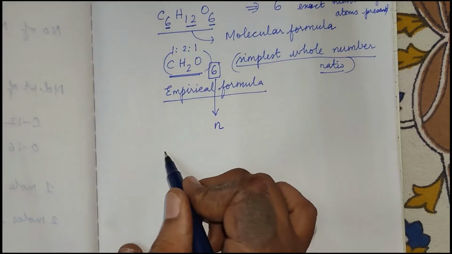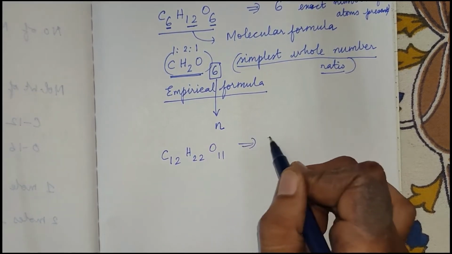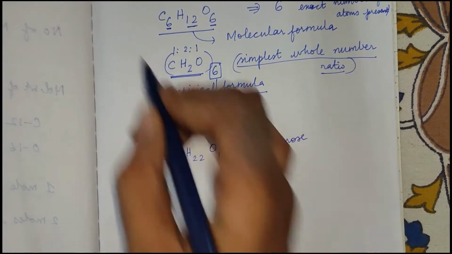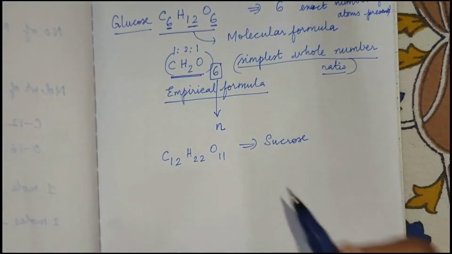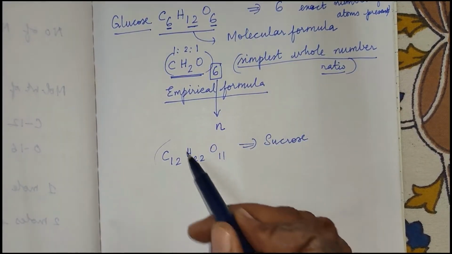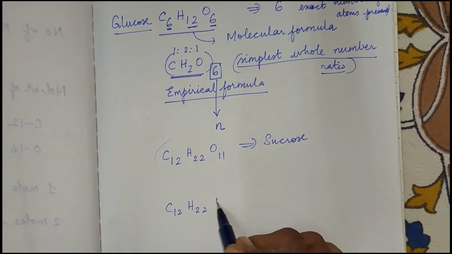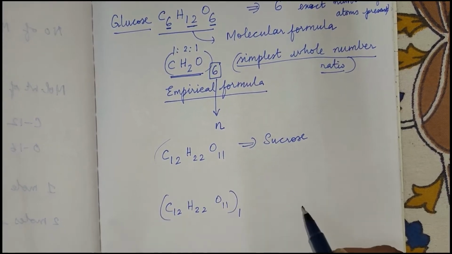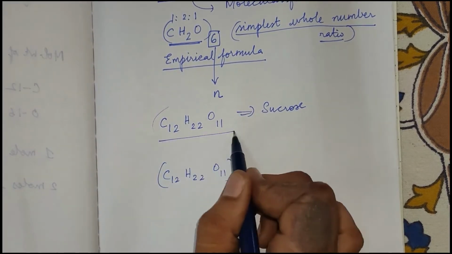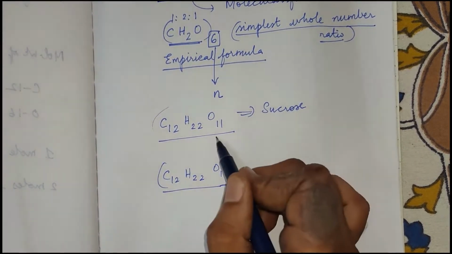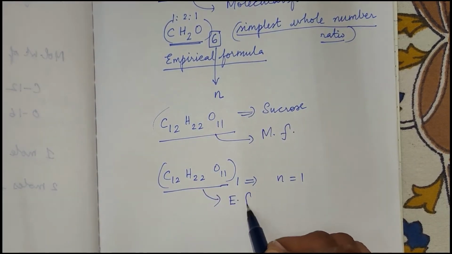I'll give you one more example. C12H22O11 is called sucrose. The first molecule was glucose. Now I am going to take sucrose. What number can I take in common outside this? I can take 1. So in this case, the N value is going to be 1. The molecular formula and empirical formula are going to be the same.